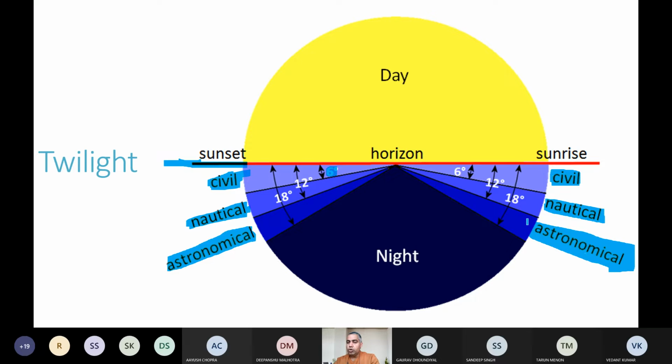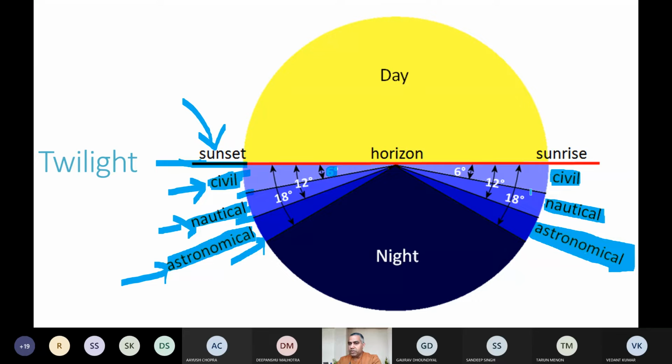In other words, all these three twilights overlap. Between 0 and 6, like at the time of sunset, all the three twilights come in at the same time. All the three twilights commence at sunset. Civil twilight continues up to 6 degrees below. Nautical twilight continues up to 12 degrees below the horizon. And astronomical twilight continues up to 18 degrees below the horizon.